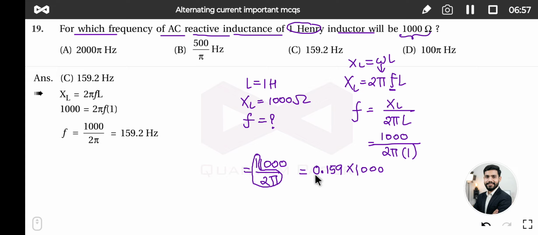In the last NEET exam also, one question was there on a simple pendulum. So if you know this value, then you can easily calculate without wasting your time. So 1 upon 2 pi is 0.159 multiplied by 1000. Now this multiplication is very easy. 1000 means 10 raised to 3, which means we have to shift the decimal by 3 digits. So the answer is 159 point whatever is there. So the correct answer is option C, 159.2 Hertz.